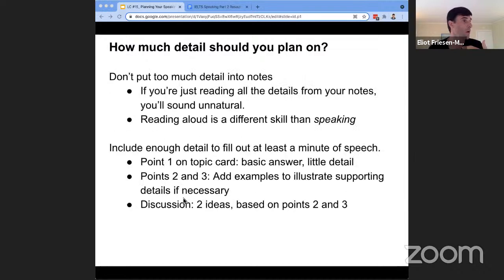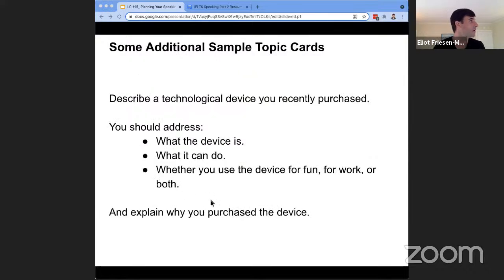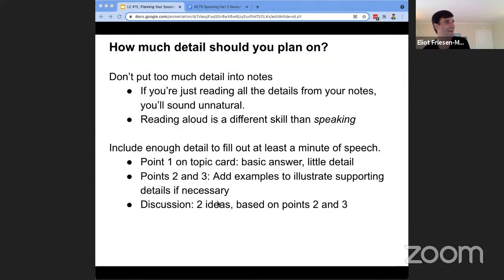All right, so the question is, how much detail should you plan on giving with your answer? Okay, good. All right, so how much detail? We've been looking at these sample cards and thinking through what's appropriate and how much you should say.